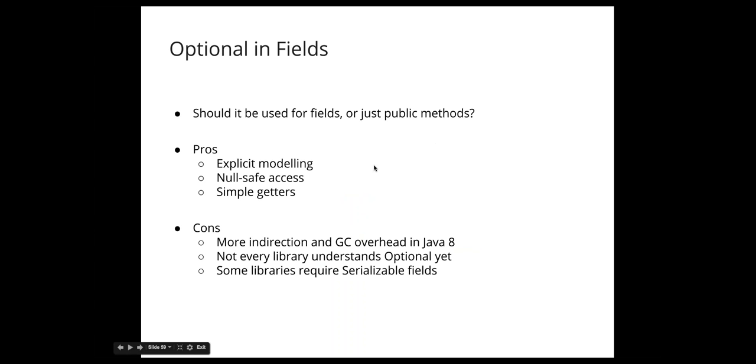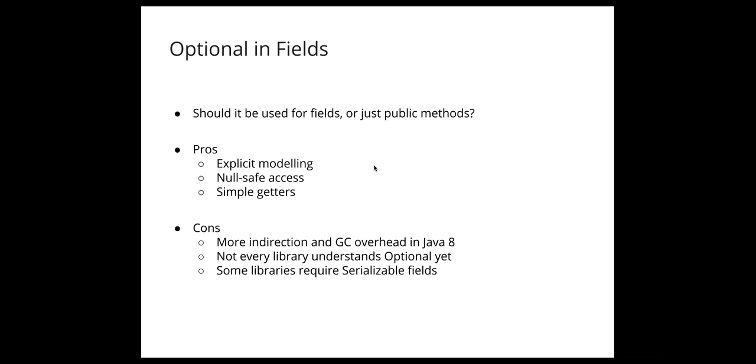Well, sometimes optional has some advantages when being used in fields, and sometimes it has some disadvantages. So on pros, we've got the idea that we're explicitly modeling the fact that something can be optional or not. So it's in the type, it's type safe, we can see it, it's well documented. That's a nice property. And if we've got getters, we can just call get, and we can return an optional on the other side. And it also gives us this null safe access property. So it can be useful in fields.